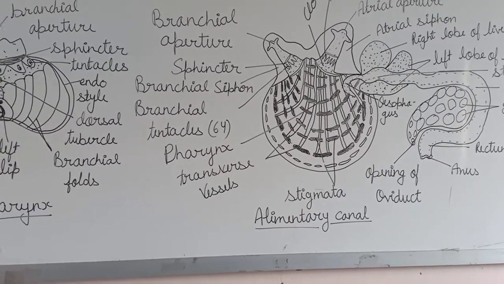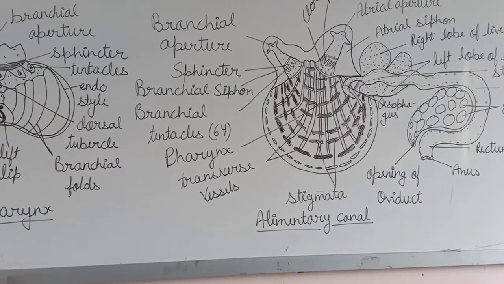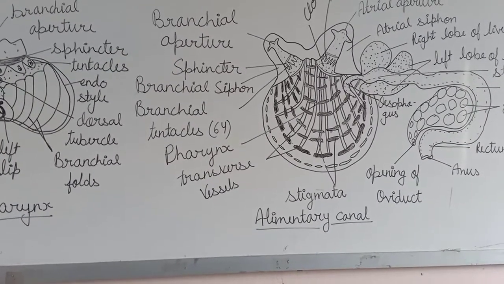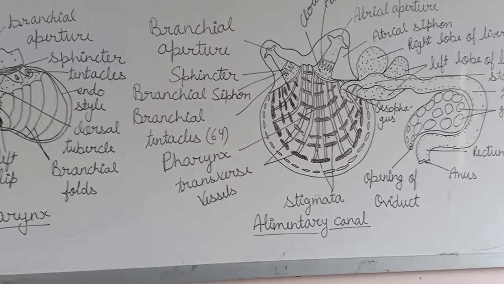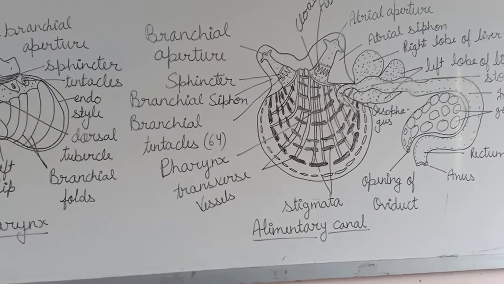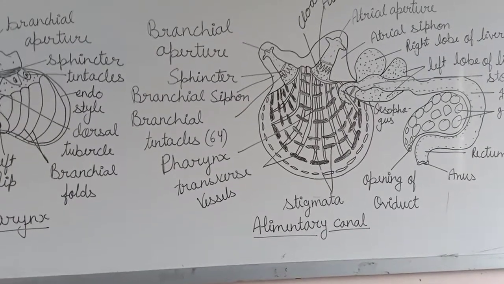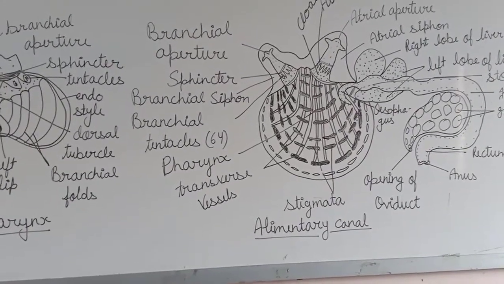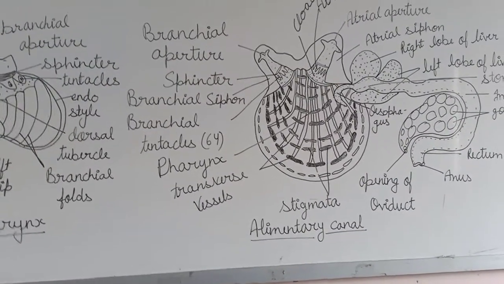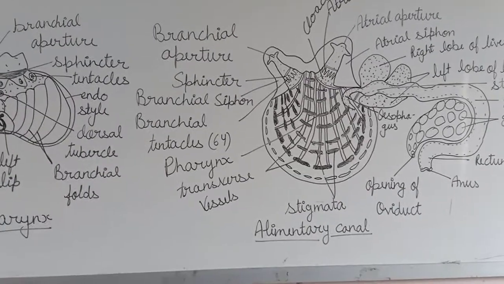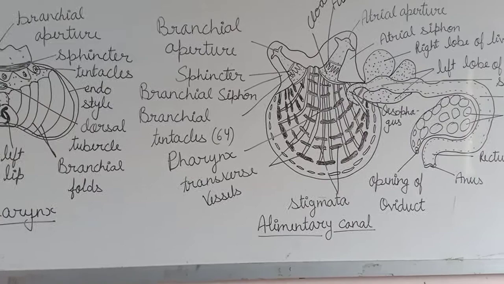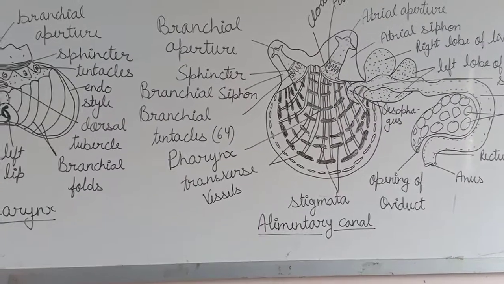The pharyngeal wall is divided into stigmatic rectangular areas by longitudinal and transverse bars. You can see here some bars are present, some are longitudinal and some are transverse. Each area has 5 to 6 stigmata. हर बार में 5 से 6 gills present होते हैं. All the bars of the wall are highly vascular. It means इसमें blood supply बहुत अच्छे से होती है.